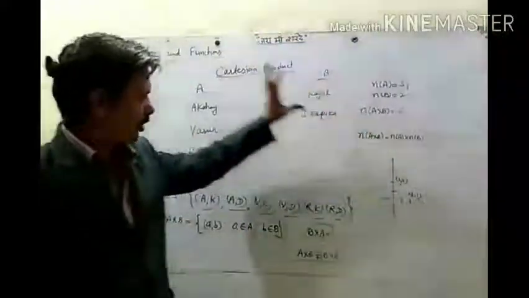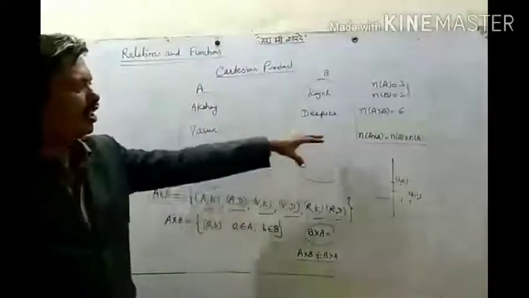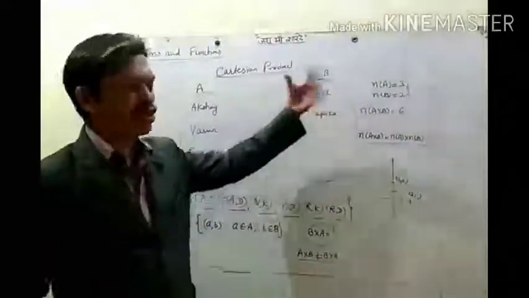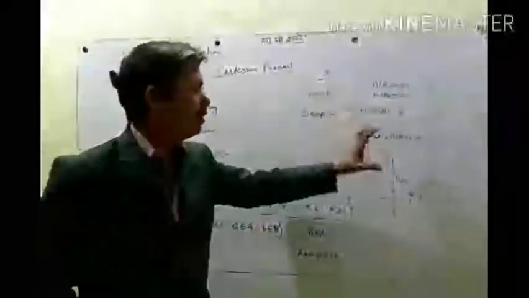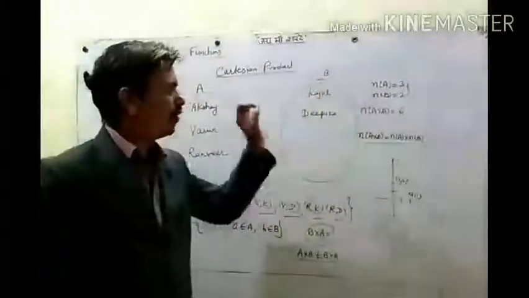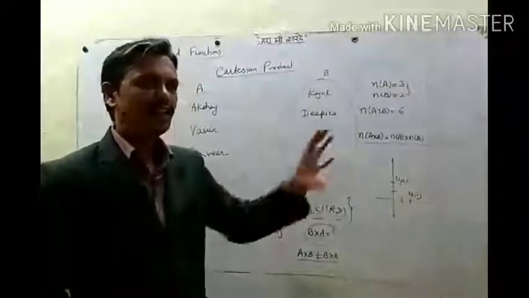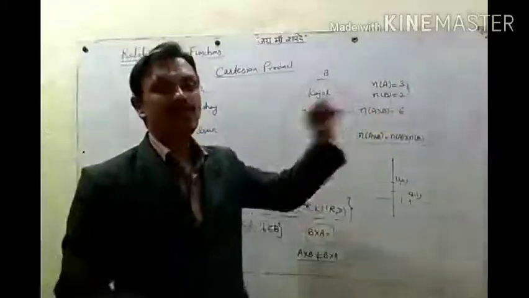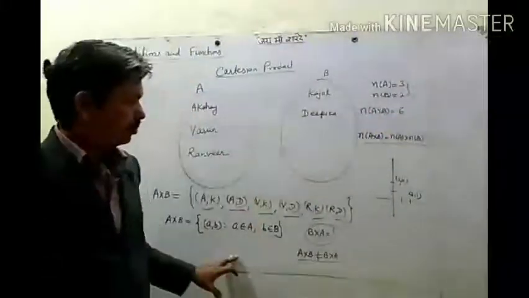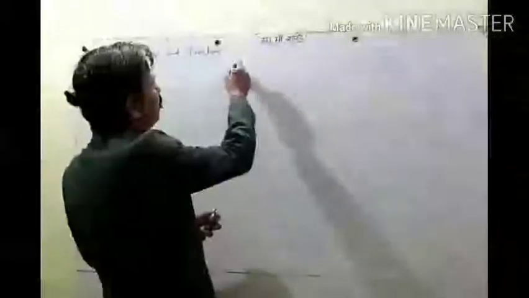We can find the number of elements in A cross B even if sets A and B are not given, as long as we know how many elements A and B have. If A has 5 elements and B has 3 elements, then A cross B will have 15 elements. Check.